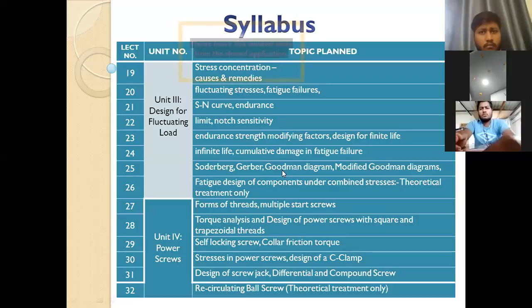Okay, unit number 4, power screws. Whatever screws we are using are threaded elements, like screws, nuts and bolts.